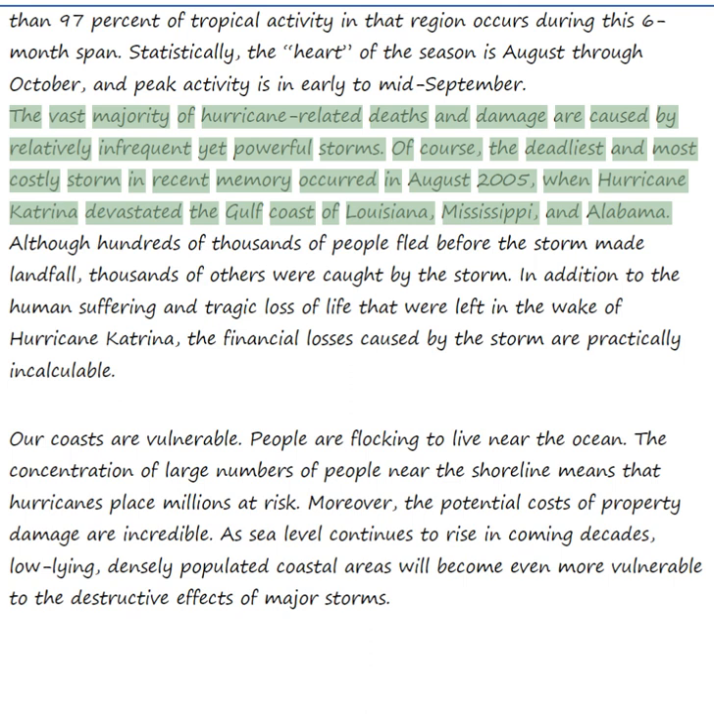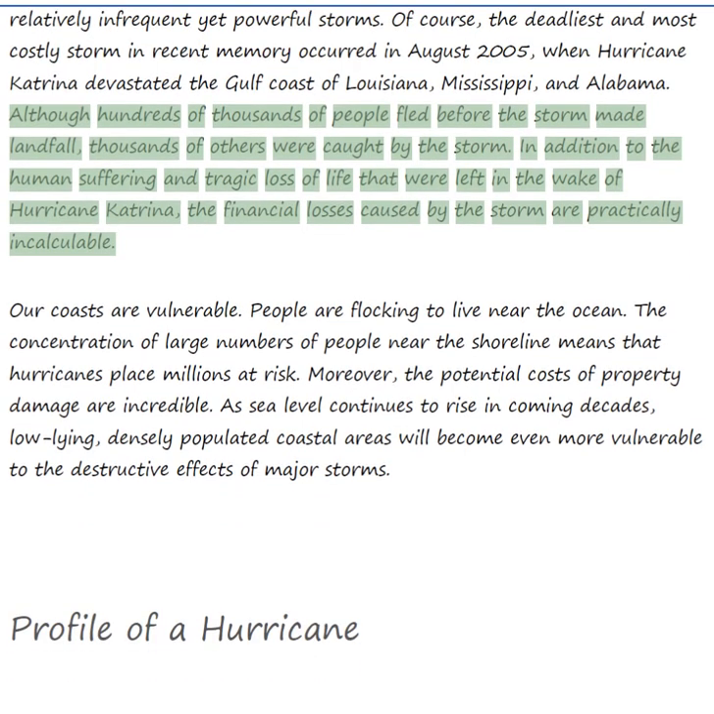Of course, the deadliest and most costly storm in recent memory occurred in August 2005, when Hurricane Katrina devastated the Gulf Coast of Louisiana, Mississippi, and Alabama. Although hundreds of thousands of people fled before the storm made landfall, thousands of others were caught by the storm. In addition to the human suffering and tragic loss of life that were left in the wake of Hurricane Katrina, the financial losses caused by the storm are practically incalculable.